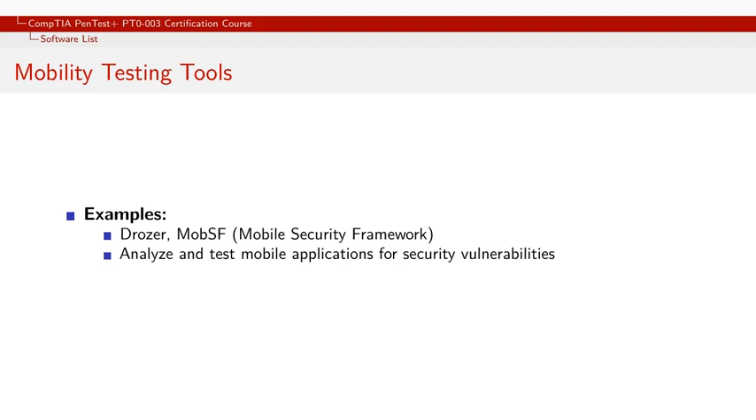MobSF, on the other hand, supports both Android and iOS and helps automate the process of security assessment. It analyzes binaries and source code to identify potential vulnerabilities in mobile applications. These tools are vital for ensuring that mobile applications are secure and comply with best practices in cybersecurity. They help in identifying weaknesses that could be exploited, thereby safeguarding the integrity and confidentiality of mobile user data.